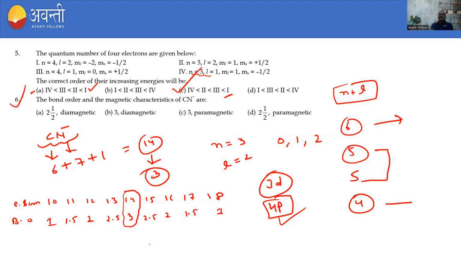Now they're asking about the magnetic character. Whenever the bond order comes in a fraction, 90% they are paramagnetic, though in some cases there are exceptions. Here the bond order is 3, not a fraction, so we can say it is diamagnetic. So which option is correct, beta? That is B. By using this trick, you can easily predict the bond order and the magnetic character of the compound as well. I hope no one has any problem related to this question. No? Sure.